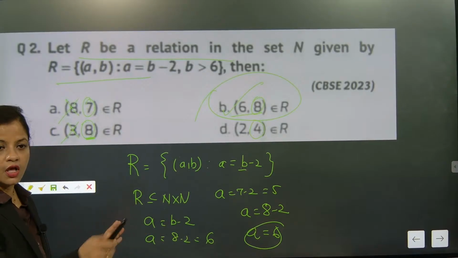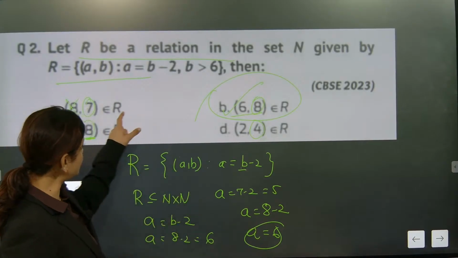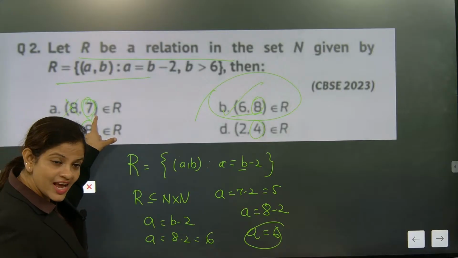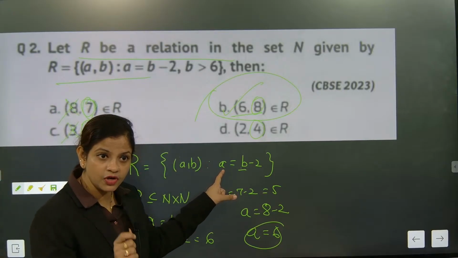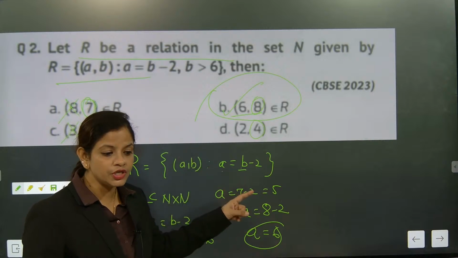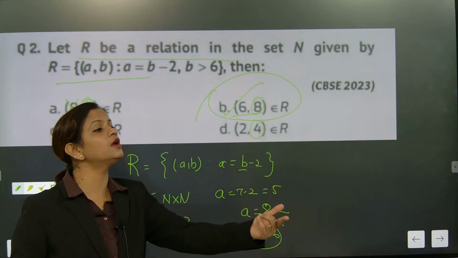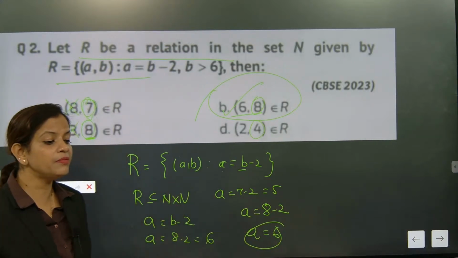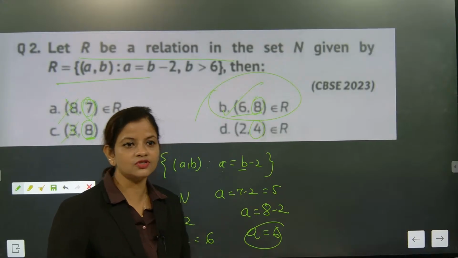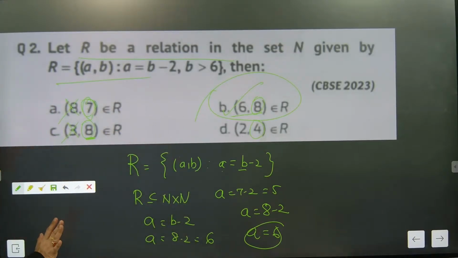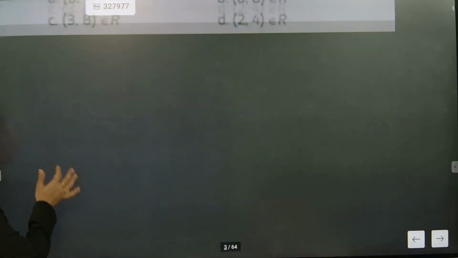Everybody understood or not? The trick: substitute the B value and check, is it coming equal to A? Santosh, listen very carefully. What you have to do? Substitute the B value and make it equal to A. If it is coming, then it is a relation only. Understood? We will go for the next question.